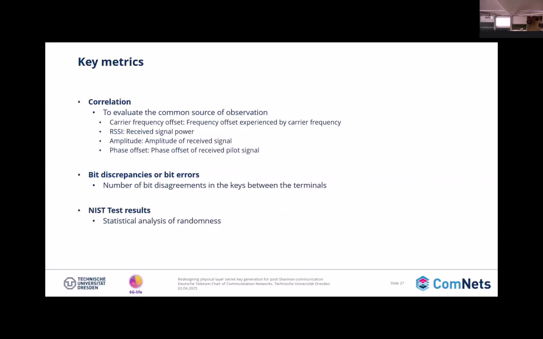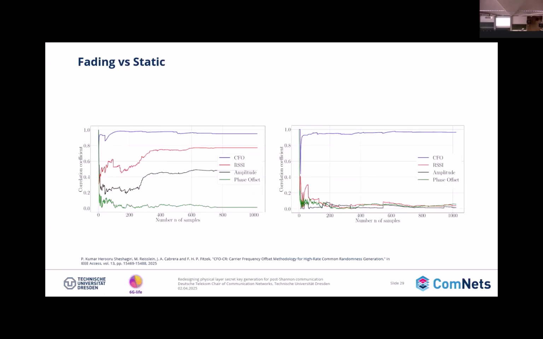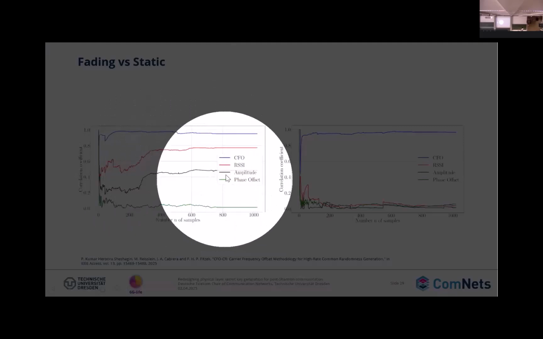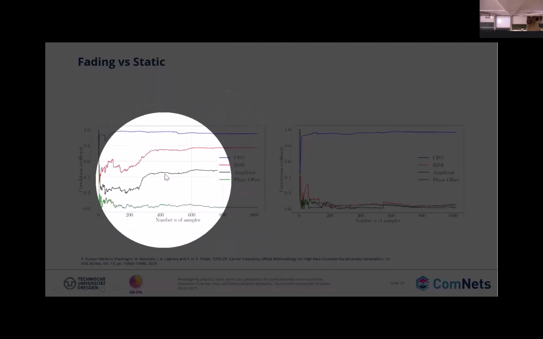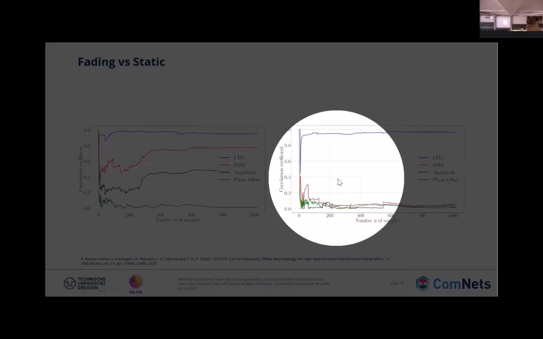And then the NIST test result was used by several PLSK literature where they evaluated the randomness of the generated random variable. So for the results, we evaluated using two different channels. One was static and another one was fading channel. And we noticed that when you introduce fading channel, you actually introduce entropy. You notice that the RSSI and the amplitude, the received signal power and the received signal amplitude, displayed some correlation and also displayed some entropy, compared to static channel where there was no indicator of entropy being displayed.